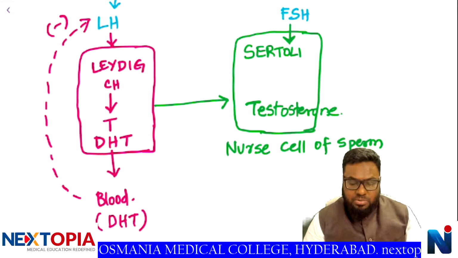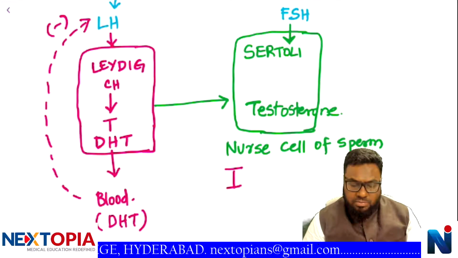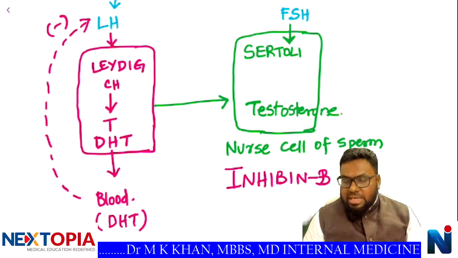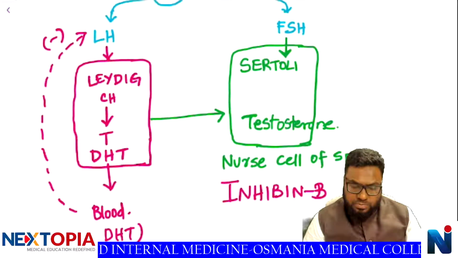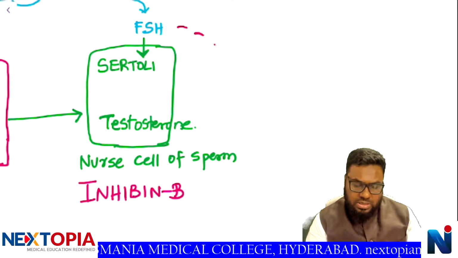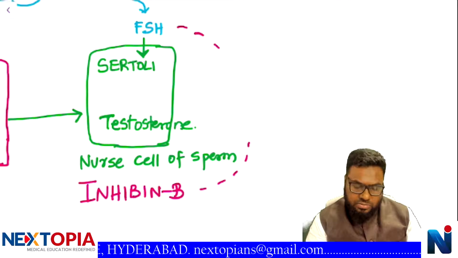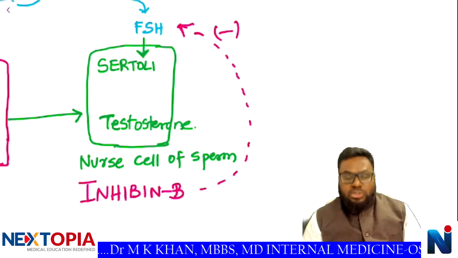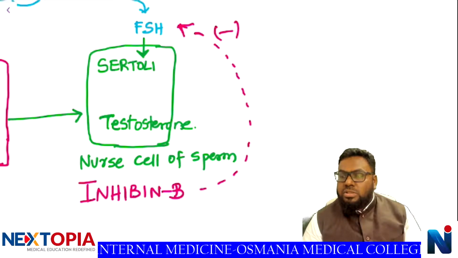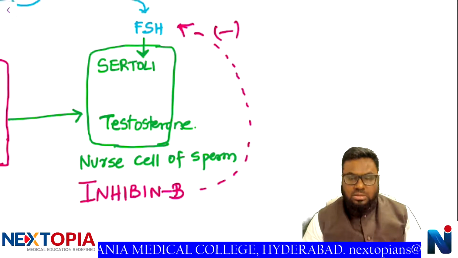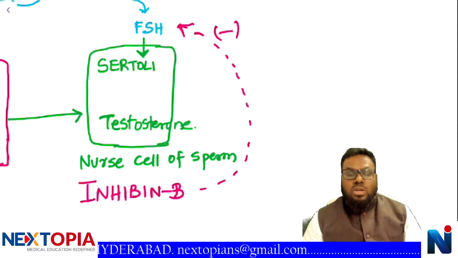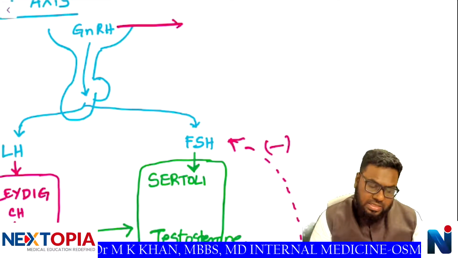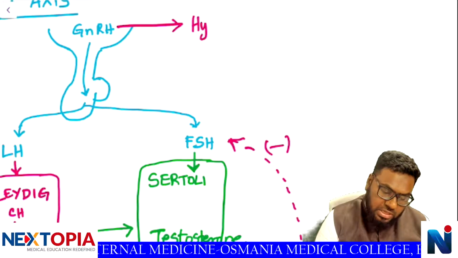The Sertoli cell produces an important hormone called inhibin B. This inhibin B produces a negative feedback on FSH. Testosterone produces negative feedback on LH, and inhibin B produces negative feedback on FSH. Please remember this one. The gonadotropin releasing hormone is synthesized in the pre-optic region of the hypothalamus.